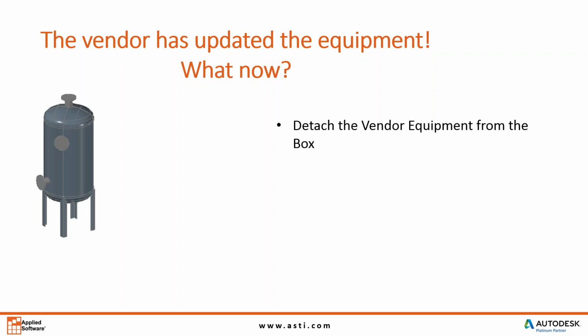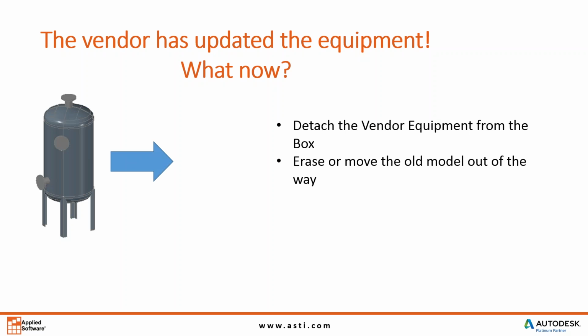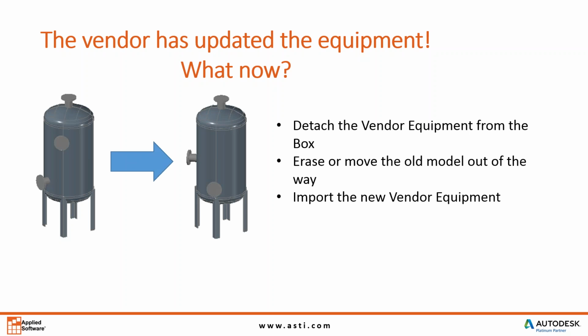Well, we detach that vendor equipment from the box. There's a button in the ribbon that says attach 3D geometry to equipment. There's also a detach. And so we'll use that detach and basically remove or erase the old model out of the way, and then import the new vendor equipment in.